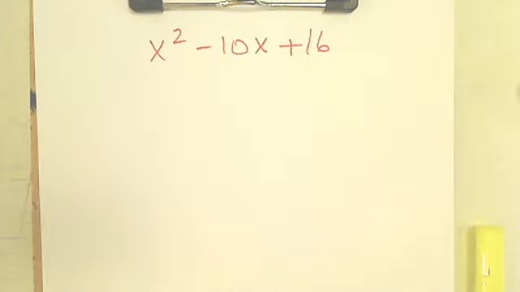Can you repeat it? X squared minus 10x plus 16. Both factors have to be negative because you need to multiply to be a positive, and the middle number must be a negative.